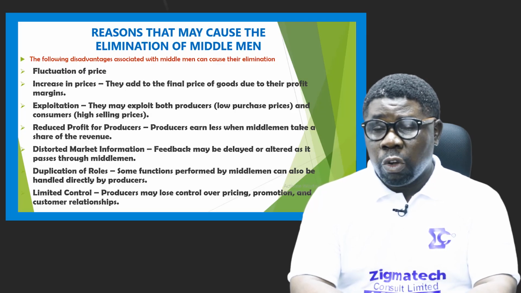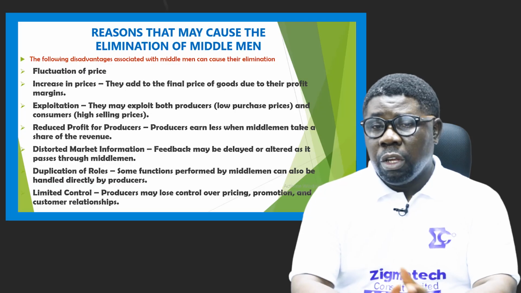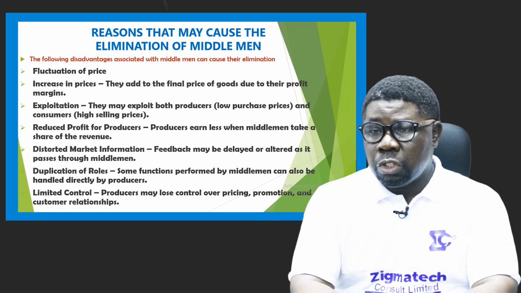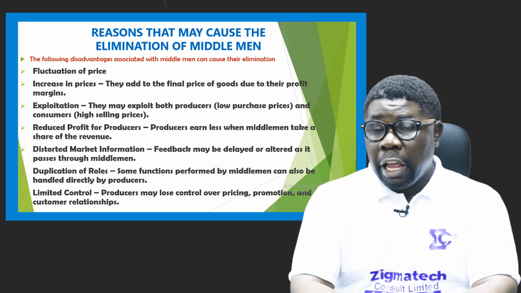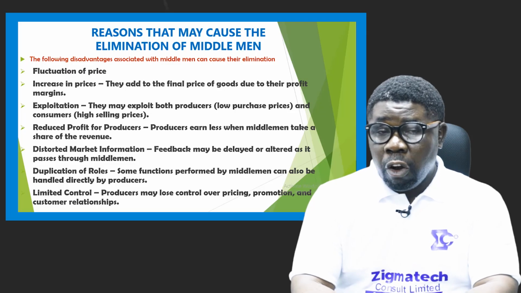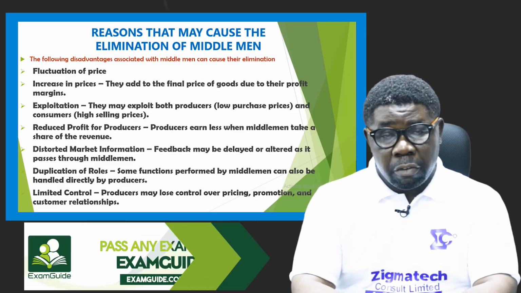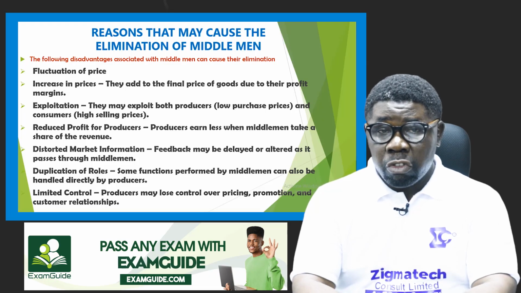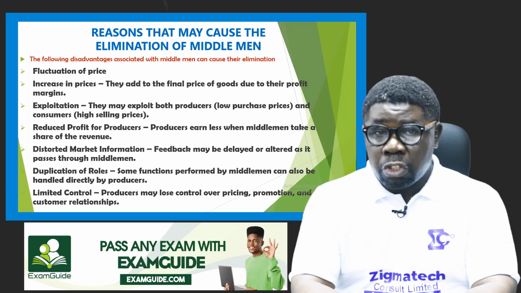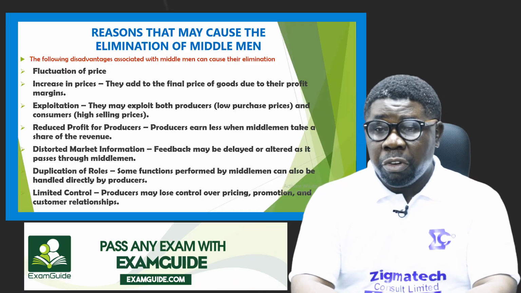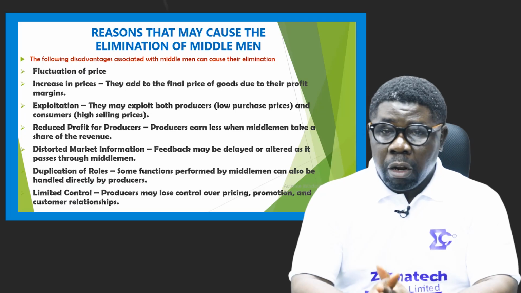This again might actually cause their elimination, all right? So increase in price: they add to the final price of goods due to the profit margin. Every middleman, like I said earlier on, wants to make profit from getting involved in distribution of goods and services to the final consumer. So that extra margin they add to the costs of what they have purchased the goods for, to make their own profit, is called increase in price, and this may be a reason why they also need to go, all right?